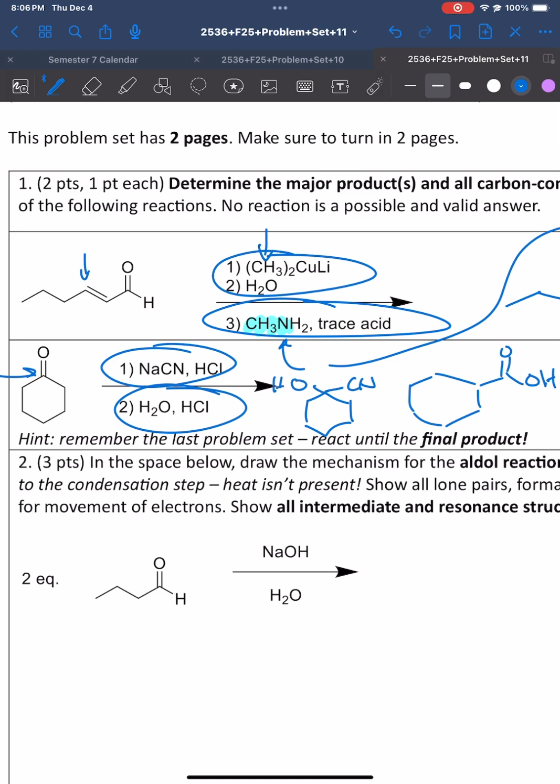But in this case, this is not the final product. We need to react it with H2O, HCl, and it's going to give us the final product of the carboxylic acid right here.